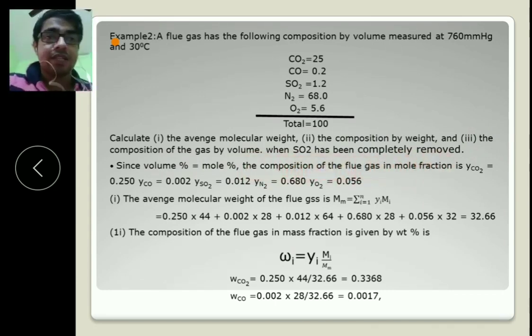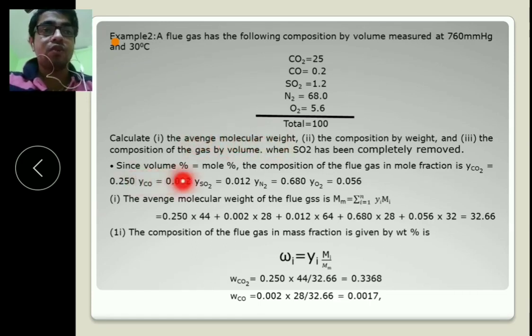Okay, first thing, what you have to calculate is the average molecular weight. Since we know the volume percentage is equal to mole percent, the mole percent is the same. So the mole fraction of carbon dioxide is 0.25, carbon monoxide 0.002, sulfur dioxide 0.012, nitrogen 0.68, oxygen 0.056.